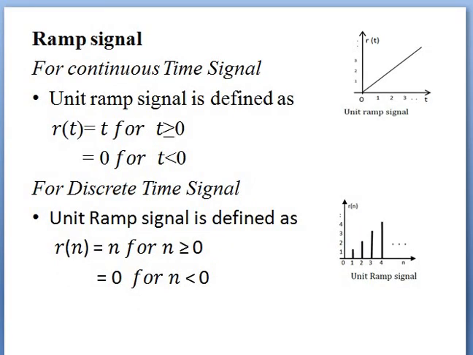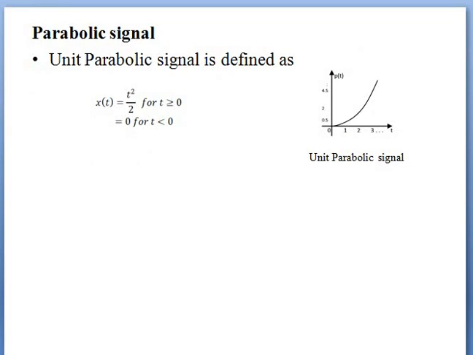Ramp signal. For continuous time, the ramp signal is defined as r(t) equals t for t greater than or equal to 0 and 0 for t less than 0. For the discrete time signal, the unit ramp is defined as r(n) equals n for n greater than or equal to 0 and 0 for n less than 0. Parabolic signal is defined as x(t) equals t squared by 2 for t greater than or equal to 0 and 0 for t less than 0.